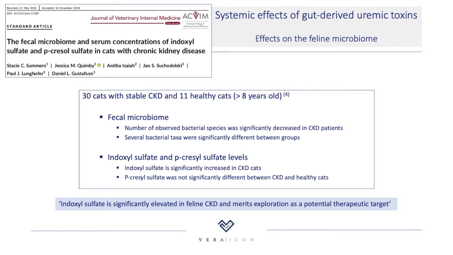P-cresyl sulfate was not significantly different between CKD cats and healthy cats, so we can more or less forget about p-cresyl sulfate based on this study. Again, indoxyl sulfate is probably also in veterinary medicine the most important uremic toxin. But when this group looked at the influence of indoxyl sulfate on the fecal microbiome, they showed similar results to what we said earlier. So there was a decreased number of normal bacteria, and these bacteria were replaced by enterococci and other bacteria producing enzymes to produce more of these uremic toxins.